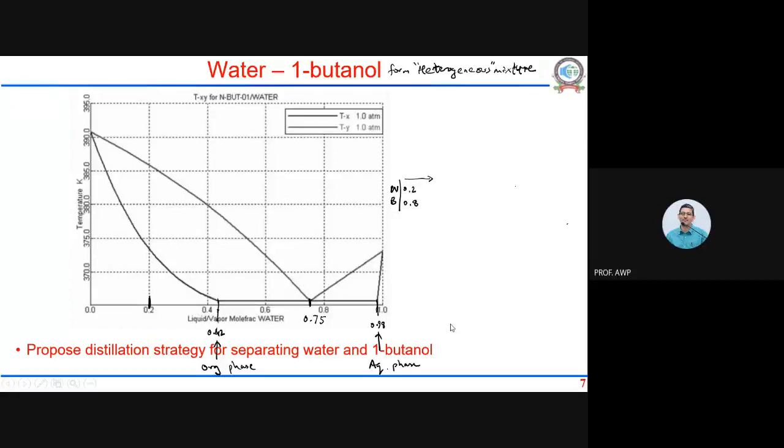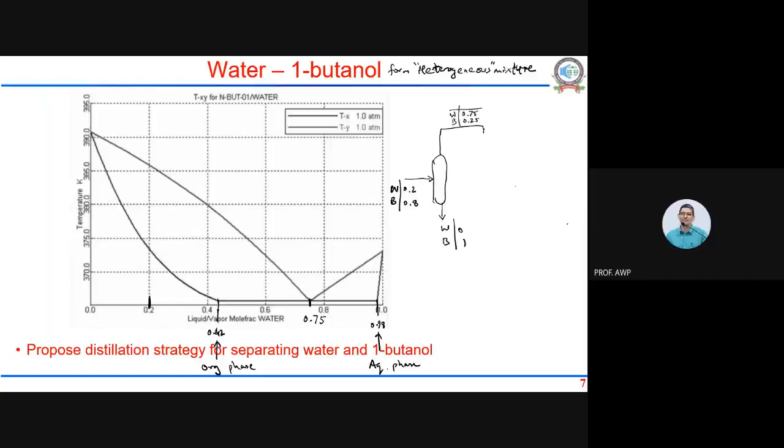What do you want to do with the 0.2 and 0.8 mixture? First distillation. Okay, at the bottom, what will I get? Bottom will be pure B, pure butanol. At the top it will be azeotrope. What composition? Azeotrope at 0.75 water.